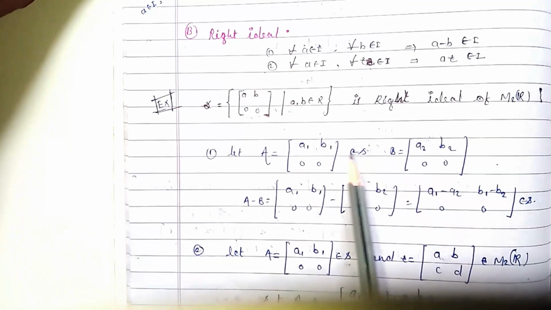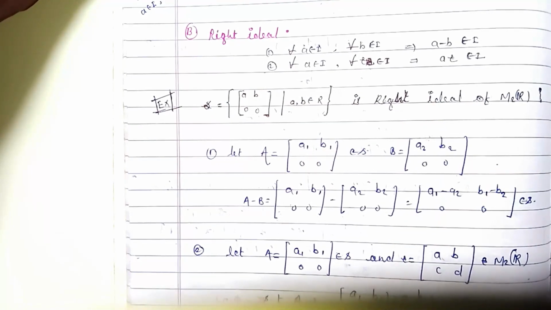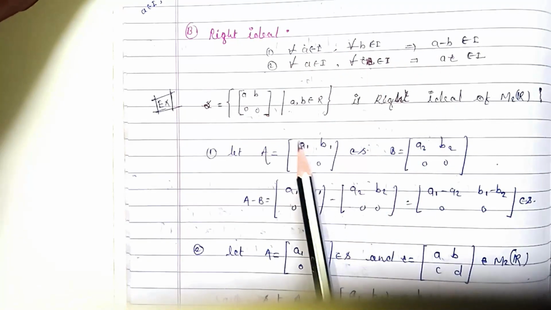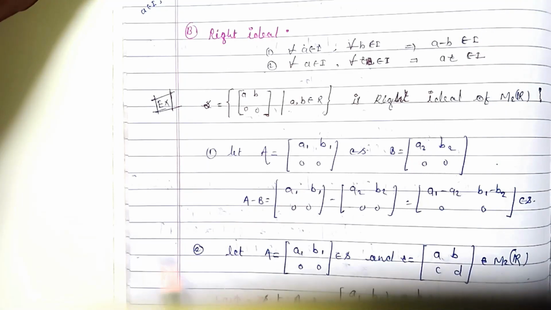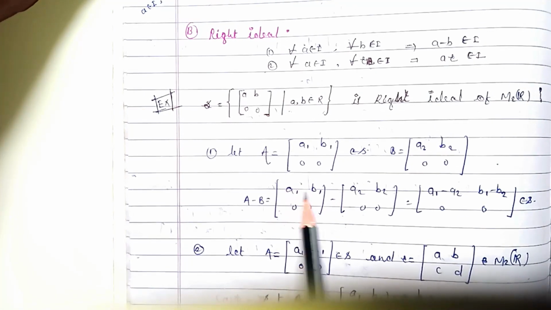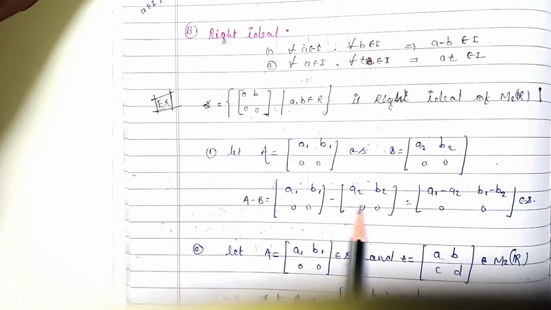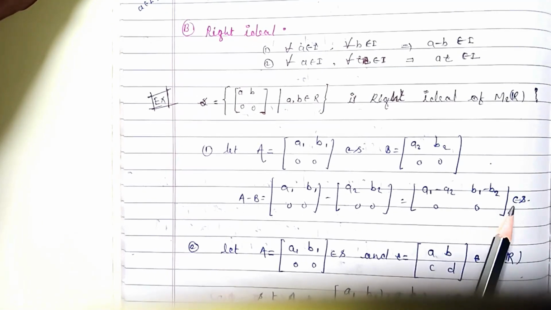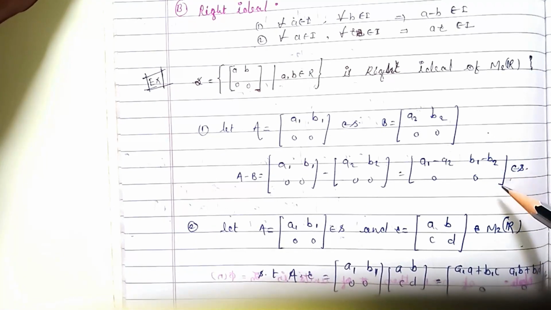Now I have to prove that A and B possess the right ideal property. So take the subtraction. Our first property says that if A belongs to the ideal and B belongs to the ideal, then their subtraction needs to go to the ideal. Now we subtract the corresponding elements: a1 minus a2, b1 minus b2, and 0, 0. So A minus B is the matrix with a1 minus a2, b1 minus b2, 0, 0, which belongs to the set S. Yes, so our first condition holds for a right ideal.